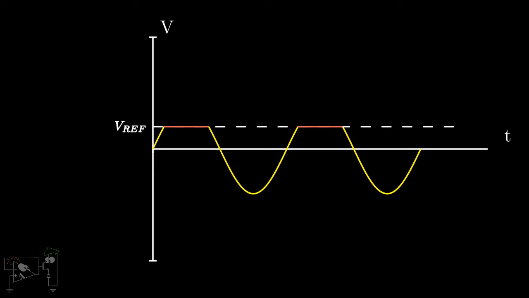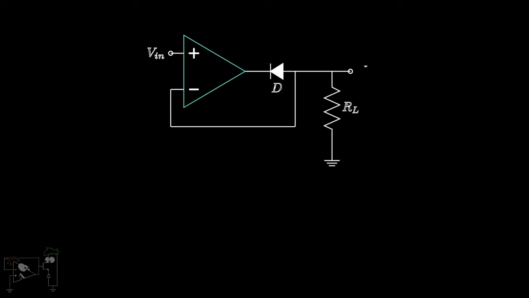Just as we did with the negative clipper, the positive clipper circuit can be easily constructed by connecting a voltage source to the load resistor of a negative half-wave rectifier circuit. In this case, when Vn is less than Vref, the diode becomes forward biased and conducts. Hence, Vout is equal to Vn.